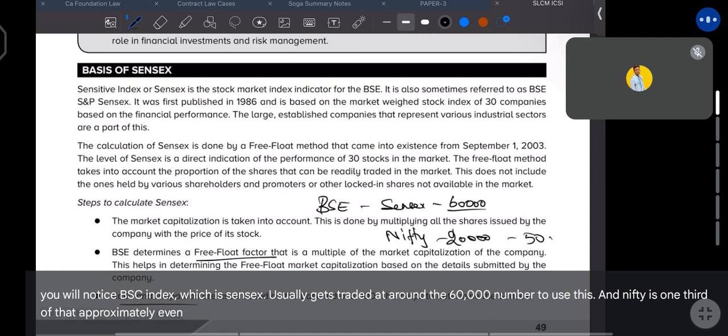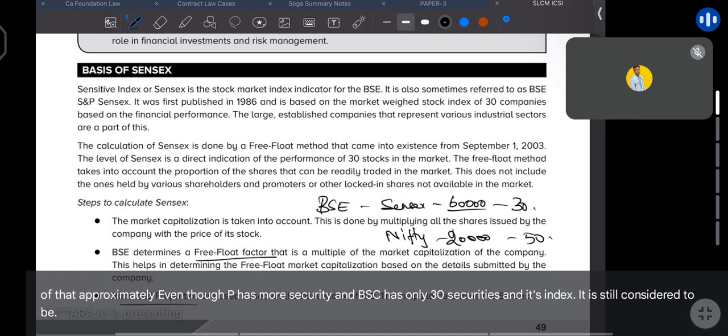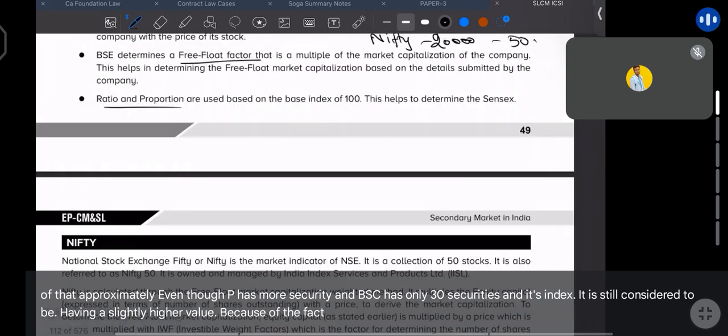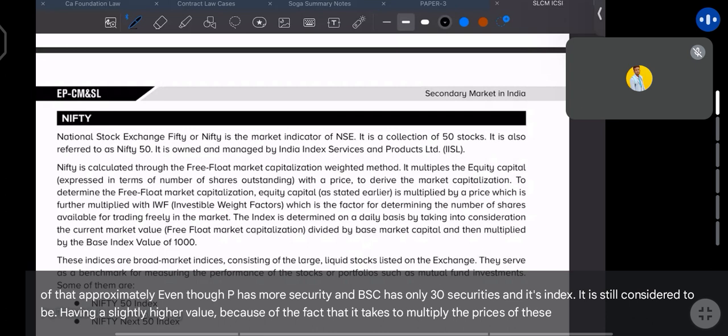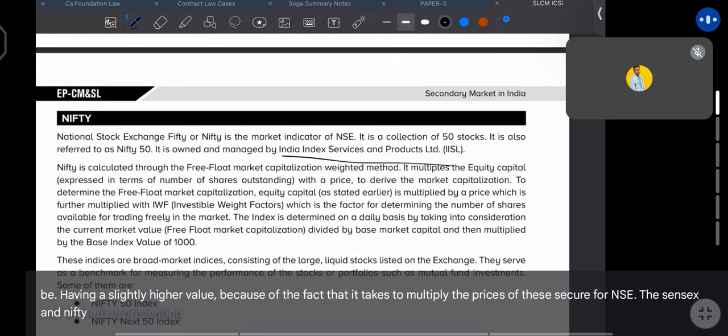Even though Nifty has more securities and BSE has only 30 securities in its index, it is still considered to be having a slightly higher value because of the factors that it takes to multiply the prices of these securities. For NSE, the index is Nifty, right?